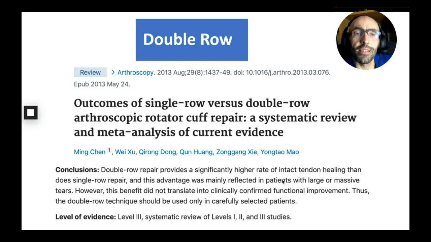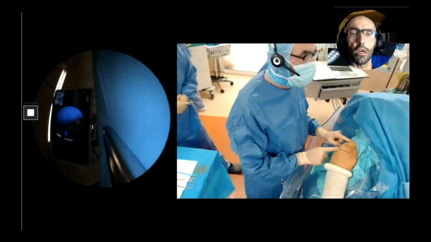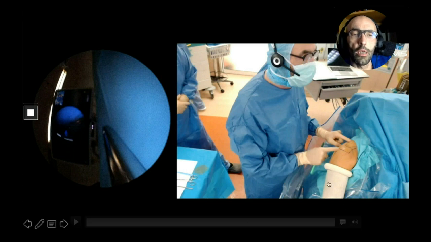The main debate is single row versus double row. And I will show you later a video. So what is a single row? What is a double row? I think that it's better to perform a double row, as it has been published in this meta-analysis. You can see that the results on the meta-analysis were better when you have two rows of anchors compared to one row of anchor. So that's why double row is probably better. So what is our technique? We've published it with Alexandre Lädermann many years ago as a technical note, and we're going to look at it. So here, we are in the operating room.